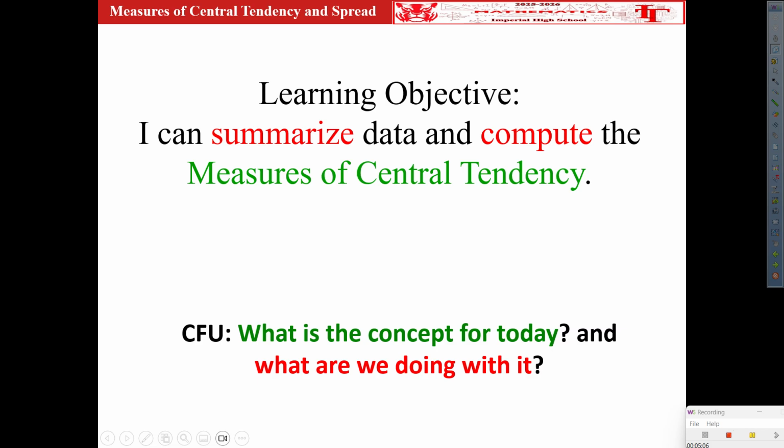All right, y'all ready? Here we go. I can summarize data and compute the measures of central tendency. So, by looking at the objective, tell your neighbor what is the main concept for today, the main idea. Yes, measures of central tendency. And what are we doing? We're summarizing and computing those.